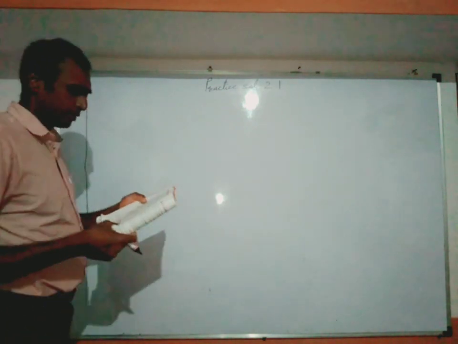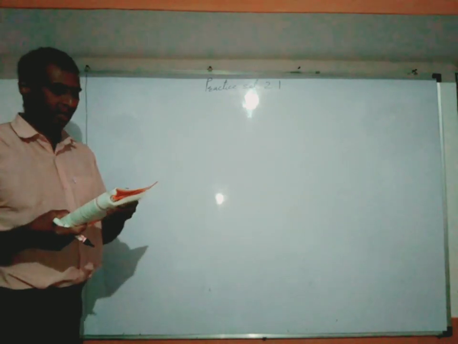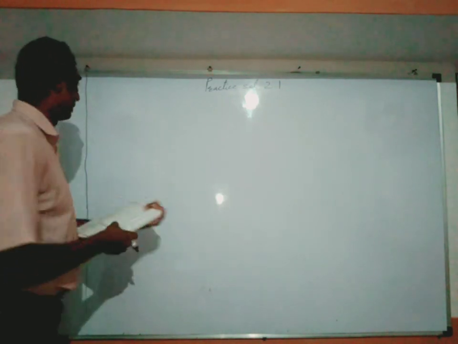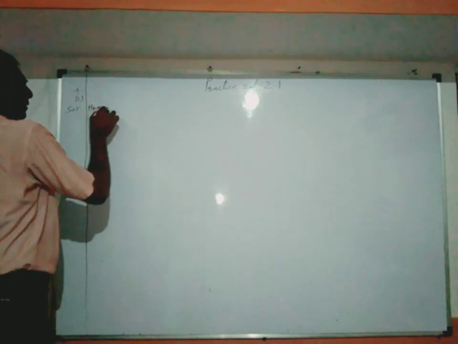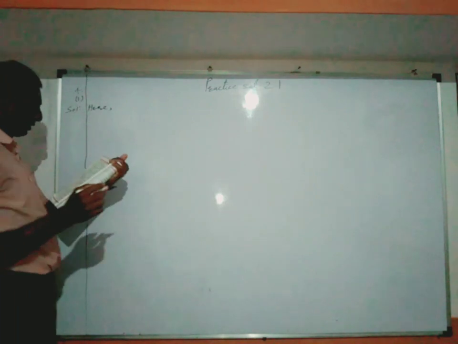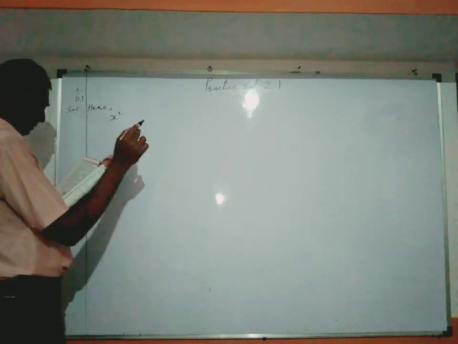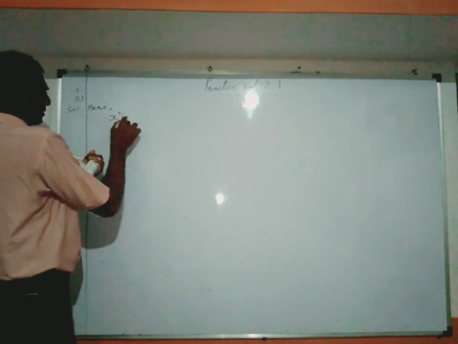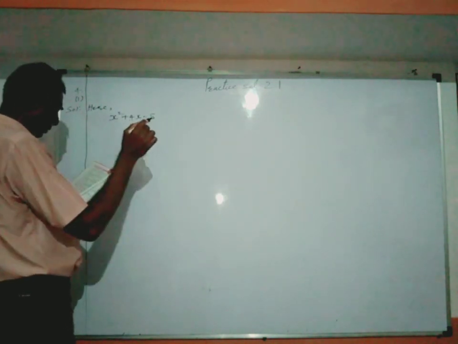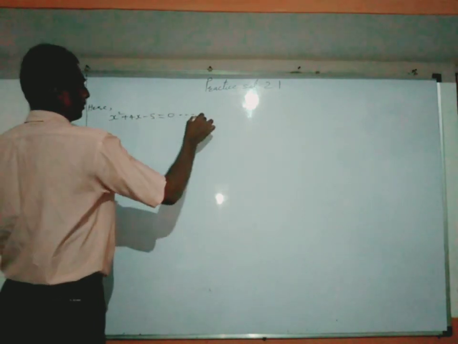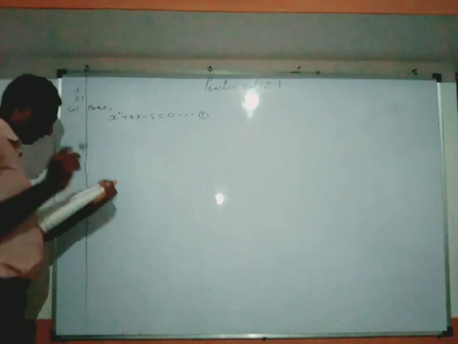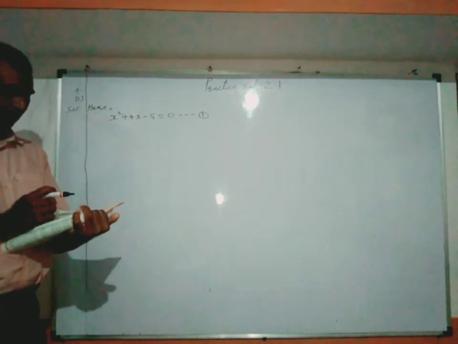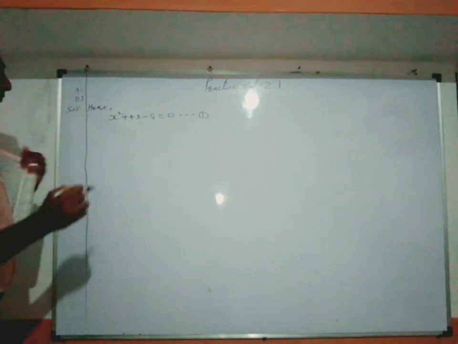Question 4. Determine whether the values given against each of the quadratic equations are roots of the equations. Question 4, sub-question first. Solution. Here the given equation is x square plus 4x minus 5 equals 0. And the given values are x equals 1 or x equals minus 1.